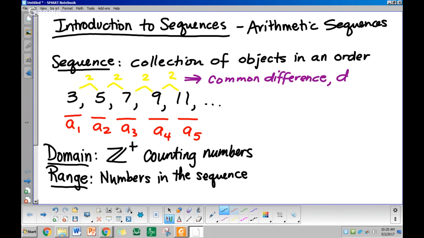The plus is a superscript. The domain, we call this n typically. n equals 1, n equals 2. That's your place in line. That's your position in line. Position in the sequence.